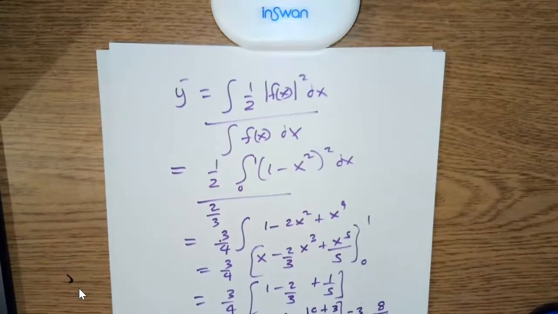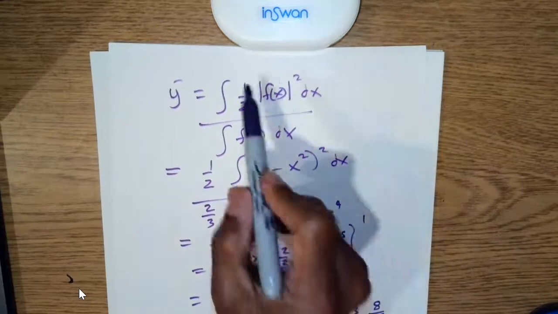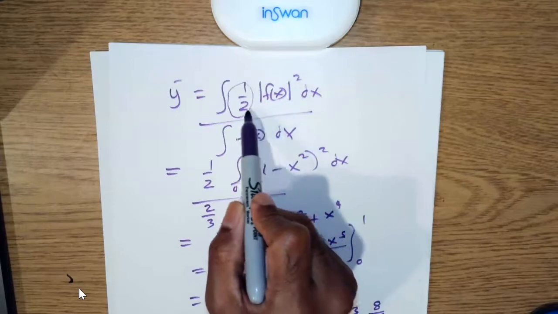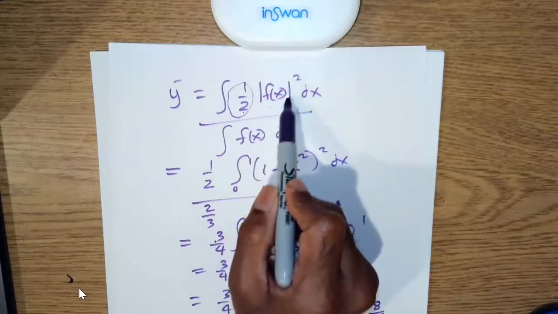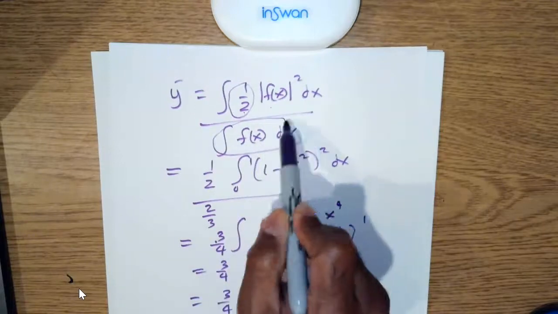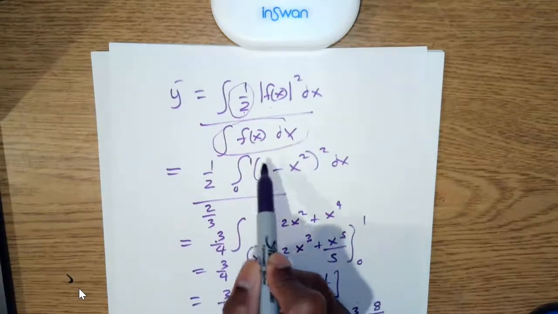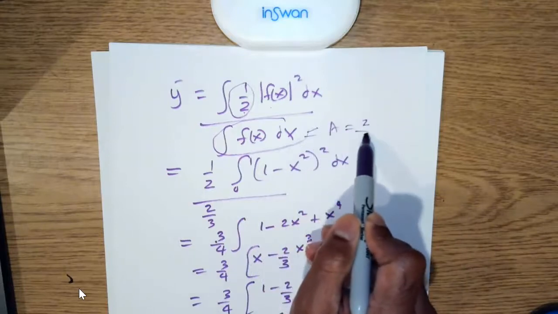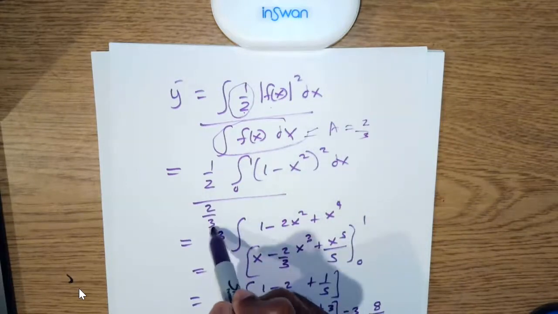Okay, now let's find the y bar, and it's a similar trick. The equation, you need to be very careful about the 1/2 here. People miss this 1/2 quite often. So remember to put that in: 1/2 times the integral of the absolute value of f(x) squared dx and then divided by the integral of f(x) dx. And we already know this, this is the area that we found to be equal to 2/3. So let's put that in first. So it's divided by 2/3.